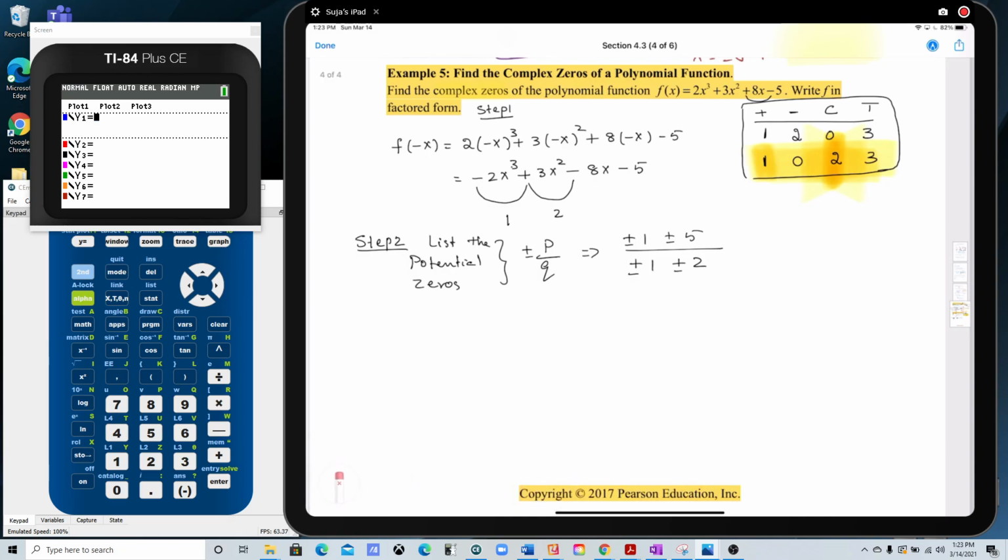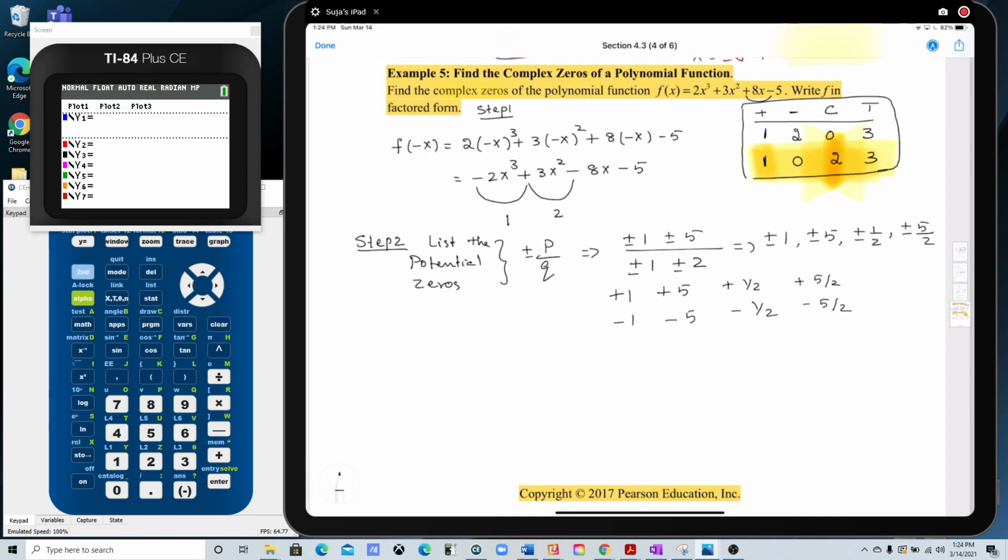So dividing it out, either it's going to be plus or minus 1 or plus or minus 5 or plus or minus 1 over 2 or plus or minus 5 over 2. So let me list it out. So it should be either plus 1 or minus 1. Again, I'm writing it out just so that I can easily identify where to go. So plus 1, minus 1, plus 5, minus 5, plus 1/2, minus 1/2, plus 5 over 2, minus 5 over 2.